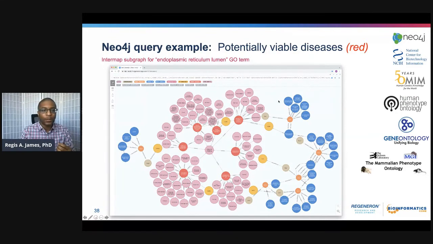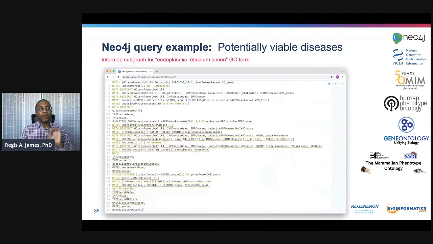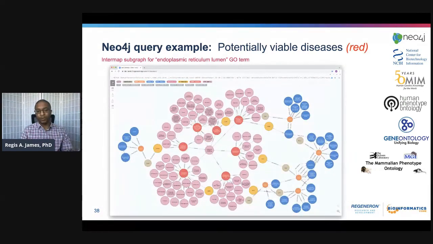So, for example, the blue are the mammalian phenotype ontology annotations to mice that were generated by knockouts of the gene that is known to contain causal variants that cause the red, the disease. And so this is the InterMap subgraph for endoplasmic reticulum lumen gene ontology term queries. And so what this actually looks like in terms of Cypher queries is this long 37-line Cypher query. It's actually written in Cypher, not R, but this can be used to generate the kinds of results that I just showed on the previous slide.